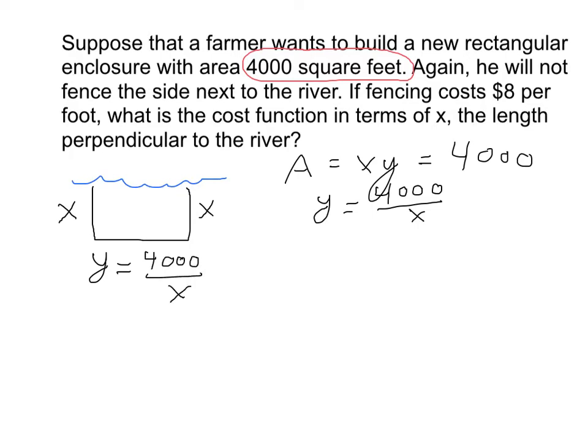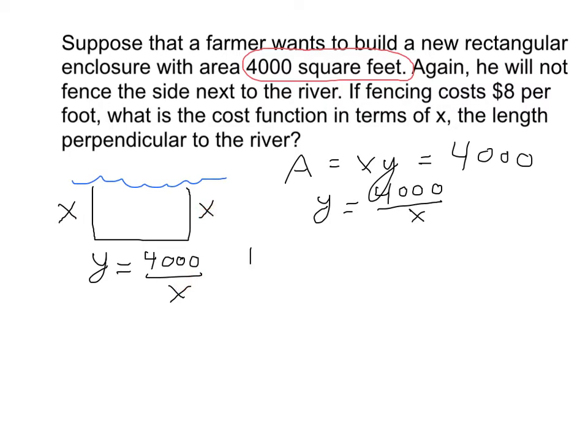Next I need to figure out what the perimeter of this is. Now you'll notice that if I add this up, this length here, this is an x plus y plus x. And then I can write the perimeter in terms of x by writing x plus 4,000 divided by x plus x. Let's go ahead and do that now.